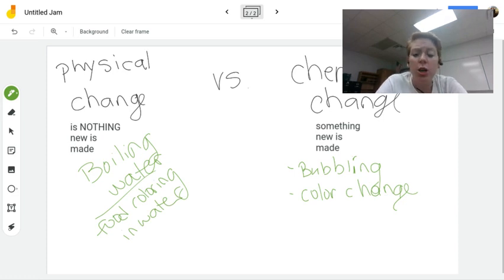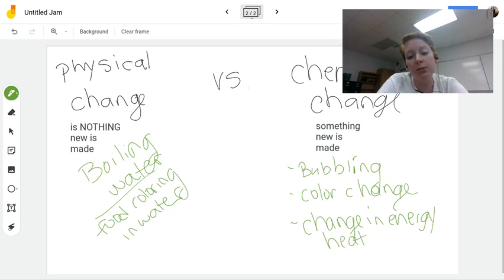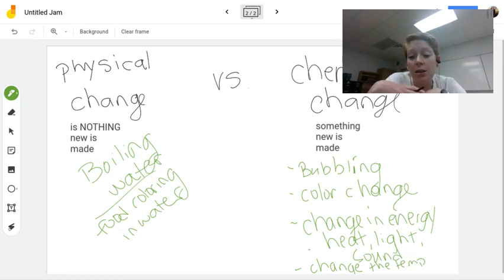A chemical change, another indicator would be a change in energy. We usually see this as heat being given off, light being given off, or sound. And for the heat part, that may also change the temperature that you feel. So something may feel hot or cold. So if something is giving off heat or actually taking it away, so it feels cold, if it's giving off light or if it gives off sound, those are all changes in energy and are examples of a chemical change.